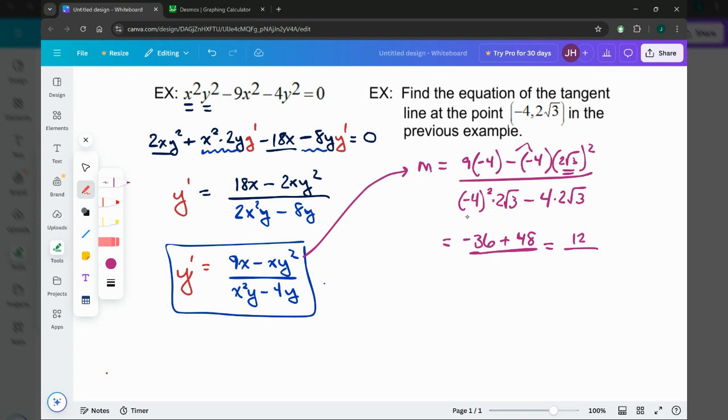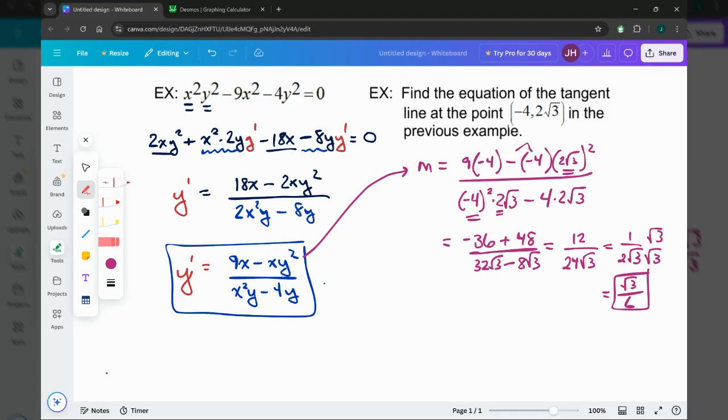On the bottom, I get 16 times 2. That's 32 radical 3 minus 8 radical 3. That comes out to be 24 radical 3. And if I do some reducing, I get 1 over 2 radical 3. You can't have a radical on the bottom, so if I multiply by radical 3 over radical 3, I get radical 3 over 6. That is the slope of my tangent line.